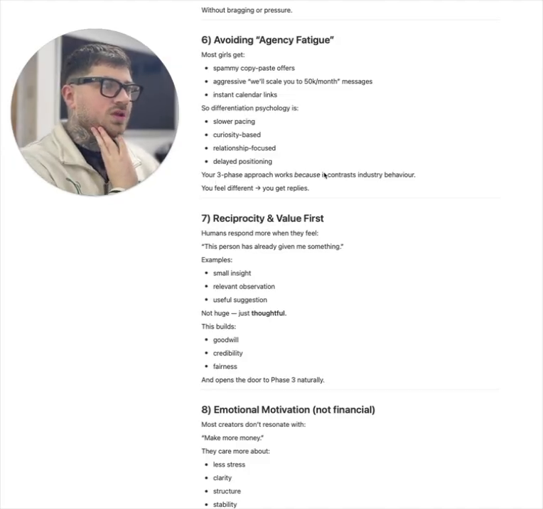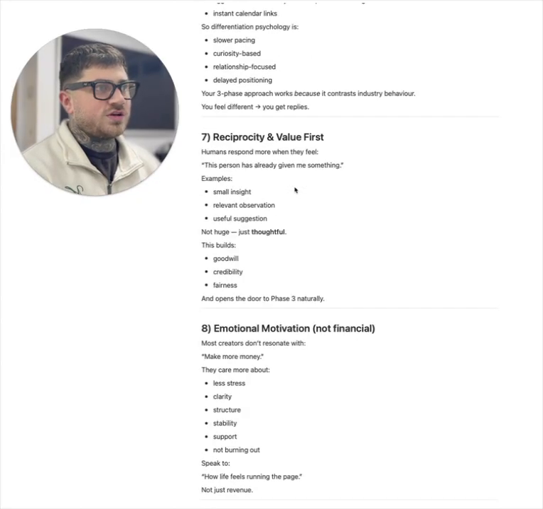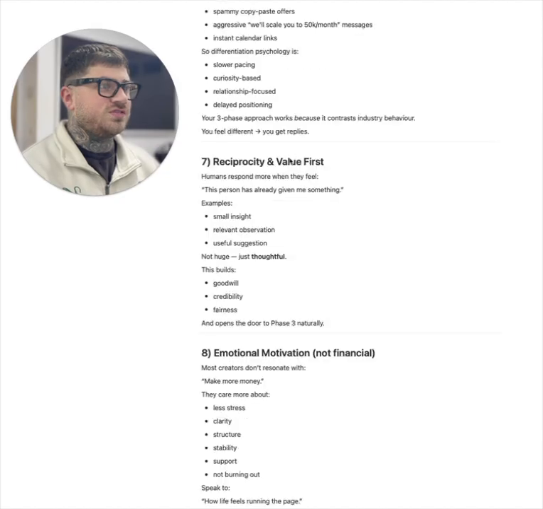So your 3-phase approach works because it contrasts industry behaviour. You feel different, so you get replies. So that's how you avoid agency fatigue.